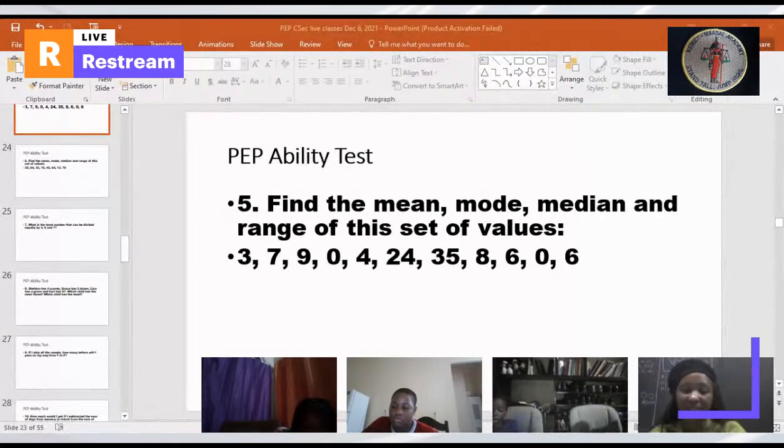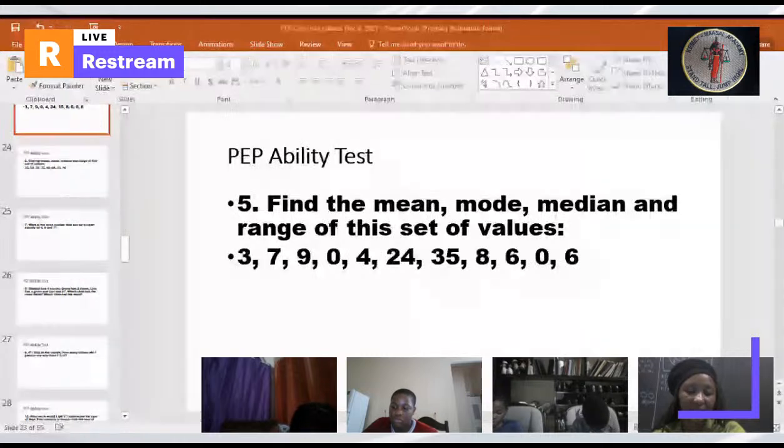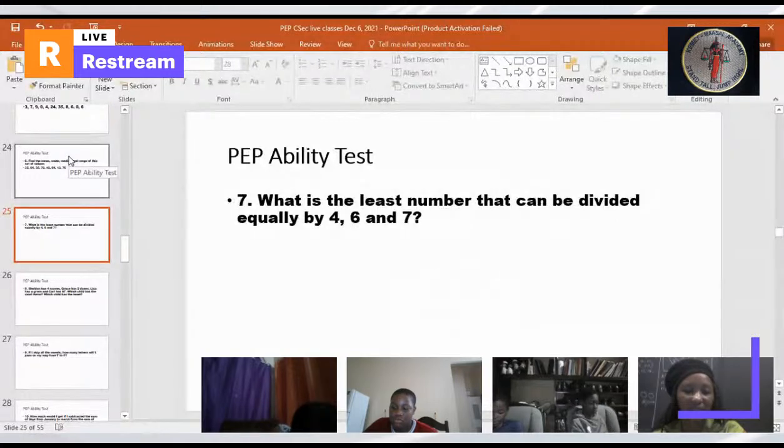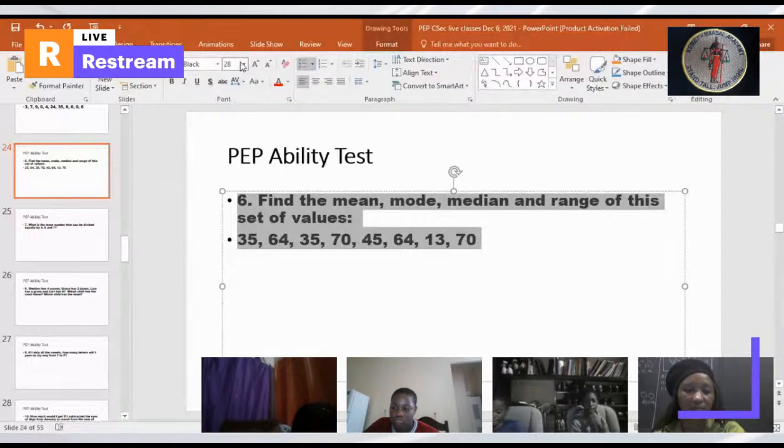And what's the range? The biggest is 35. Miss, I also say 35. The smallest is 0. Right, so when we subtract, we're going to get 35. All right, so that was number 6. Like I told you, we have another one for practice.